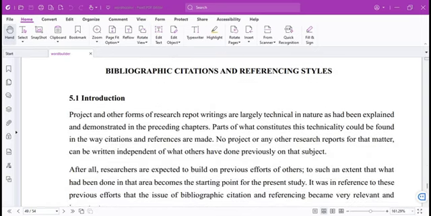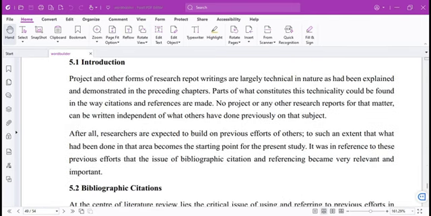Part of what constitutes this technicality could be found in the way citations and references are made. No project or any other research report, for that matter, can be written independent of what others have done previously on that subject. I once told you, no man is an island. When you're working on a project topic, there's every likelihood that some other people have worked on such an area, and then you're going to improve on what they have done.